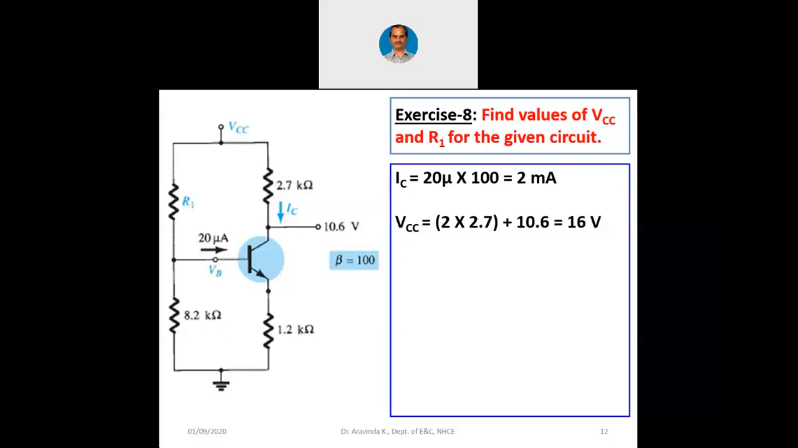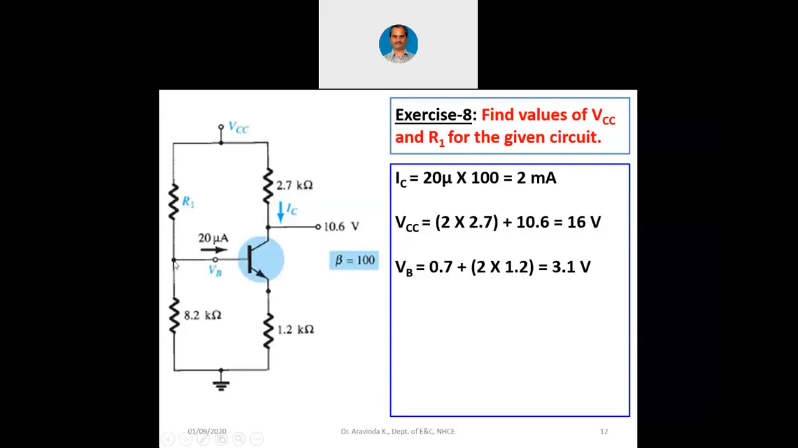Now, when we get VCC as 16 volts, we can find VE. We can find VB as well. We can directly find VB. VE is 2 into 1.2: 2 milliampere is the current and 1.2 kilo ohms is the value of RE. So VB is 2 into 1.2 plus 0.7. That is nothing but VB, 3.1 volts.